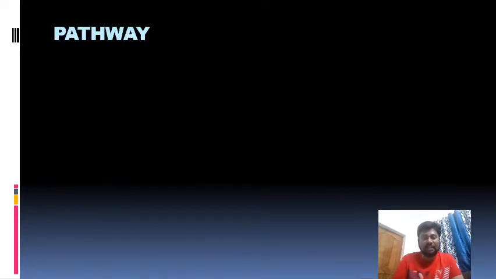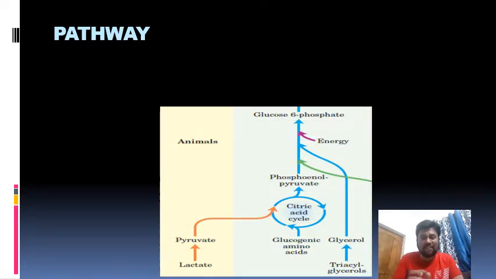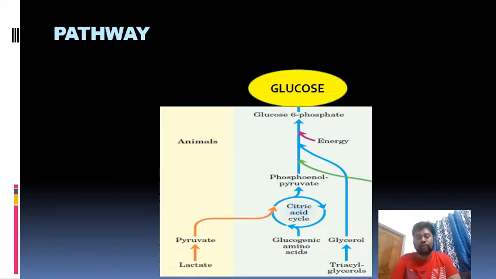The pathway of gluconeogenesis can be broadly classified into 2 phases. In the first phase, I mentioned about the various sources, right? So these sources or these substrates will be converted to any one of the glycolytic intermediates. That is the first phase. Then once it has entered into glycolysis as a glycolytic intermediate, the second phase is just the reversal of glycolysis to produce glucose.